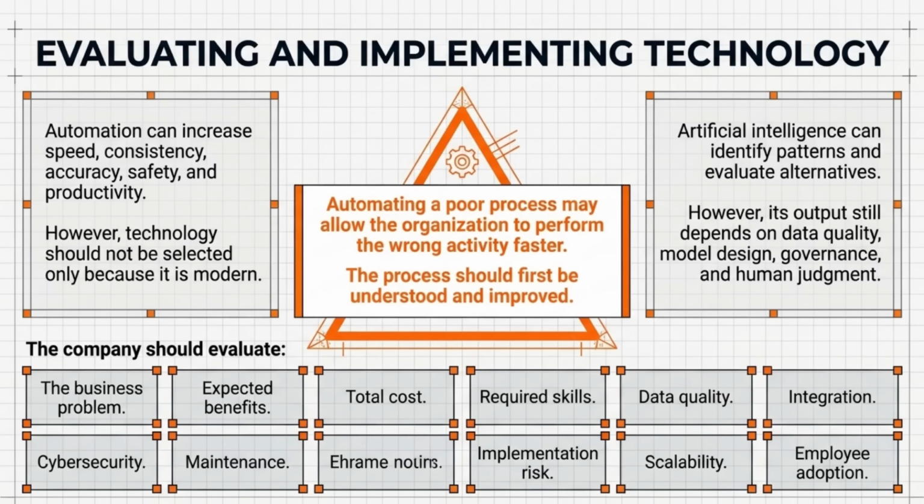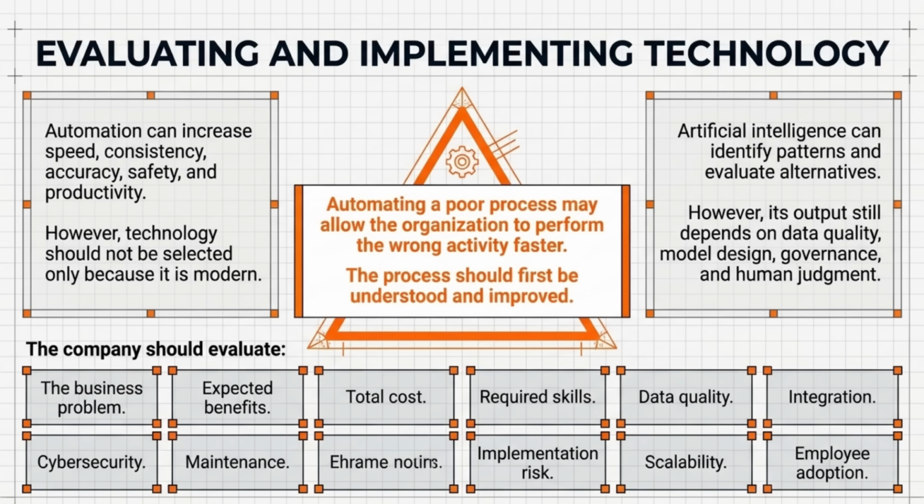Automation can increase speed, consistency, accuracy, safety, and productivity. However, technology should not be selected only because it is modern. The company should evaluate the business problem, expected benefits, total cost, required skills, data quality, integration, cybersecurity, maintenance, implementation risk, scalability, employee adoption. Automating a poor process may allow the organization to perform the wrong activity faster. The process should first be understood and improved.